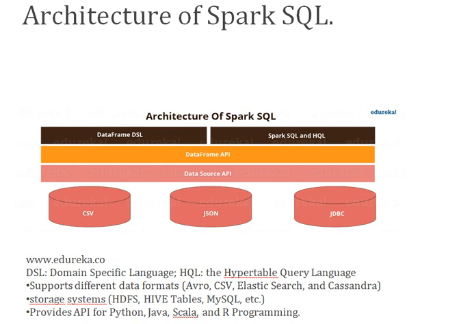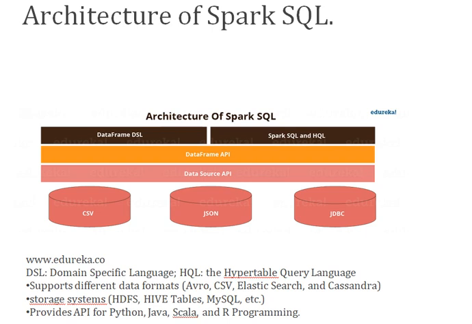The structure of Spark SQL has several layers. Underneath, we have CSV, JSON, and JDBC. JDBC is Java Database Connectivity. These CSV, JSON, and JDBC are the input data formats.